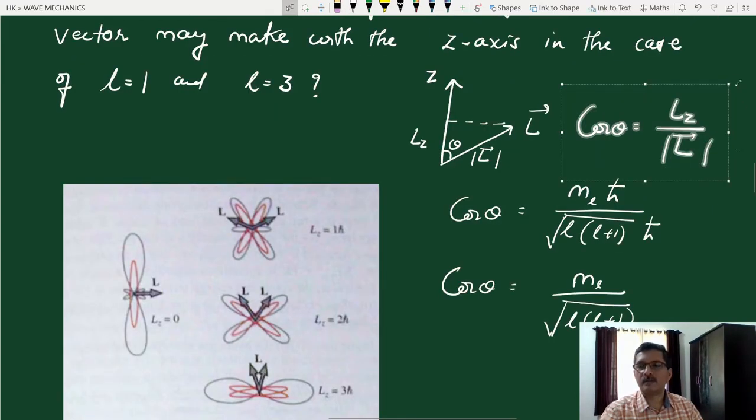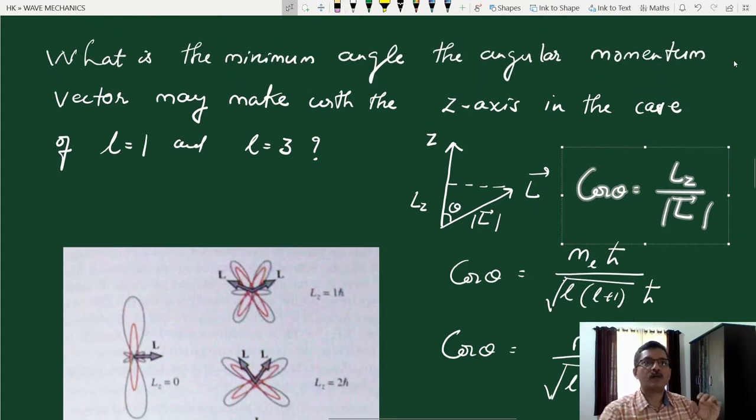So in this expression, remember that when theta varies from 0 to 90 degree, cos theta decreases. When theta is close to 0, if the angle is small, cos theta is maximum, 1. When angle increases, cos theta decreases. So here we want to calculate in this problem what is the minimum angle the angular momentum vector may make with the z-axis. So this angle is minimum, very close to 0, when the value of cos theta is close to 1. That means the numerator is close to denominator. The value of Lz is close to L.